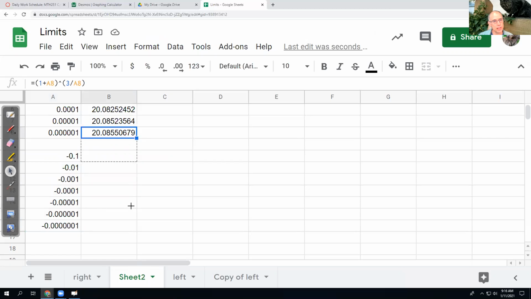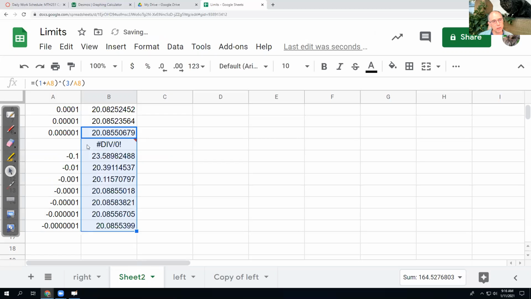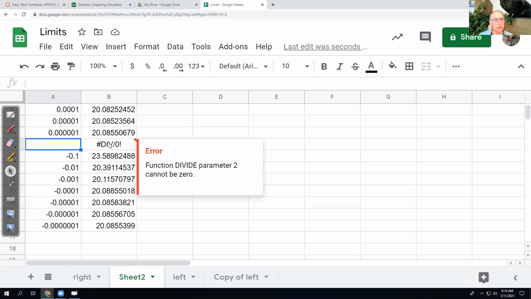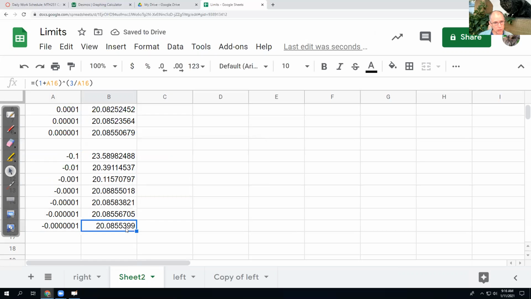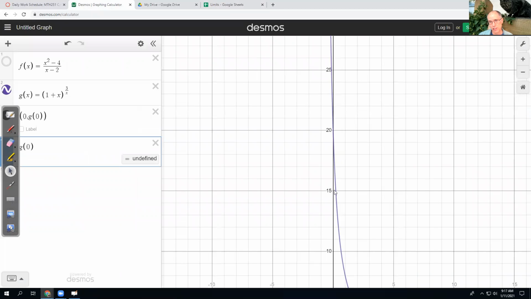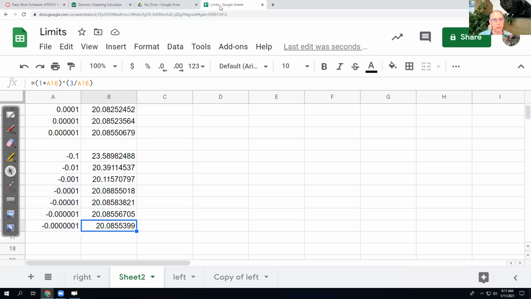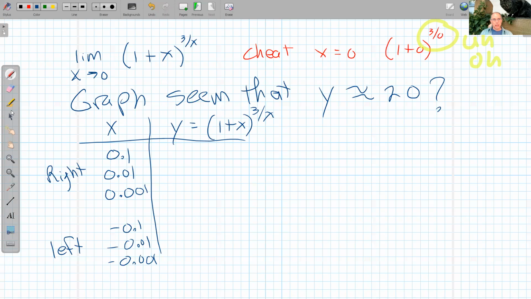And then I can fill this down. And since there was no number here, it treated it as 0. And it says, hey, you cannot divide by 0. So I already knew that. And this kind of confirms, notice the decimals aren't exactly the same on each side. And we can see when we look at the graph that this graph is definitely not symmetric about the y-axis. So we should expect to get some different results on each side. But it looks like to 3 decimal places, we have 20.086 is what we're aiming at right there.